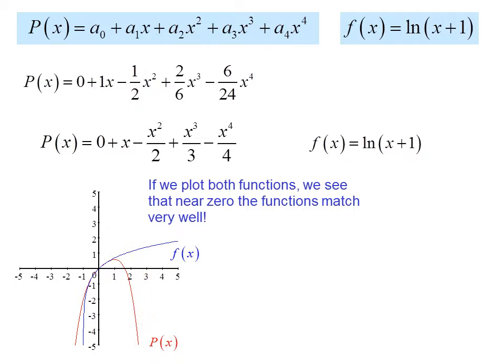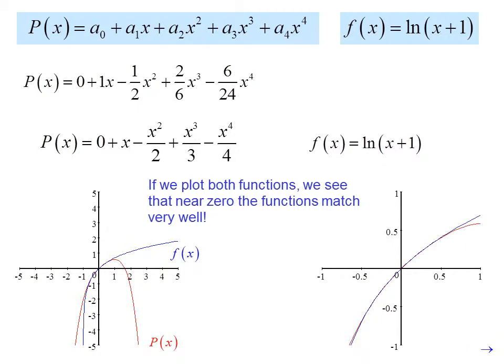But near 0, the curves match pretty well. In fact, if we zoom in, we see that between negative 0.5 and positive 0.5, the curves line up almost exactly to the naked eye.